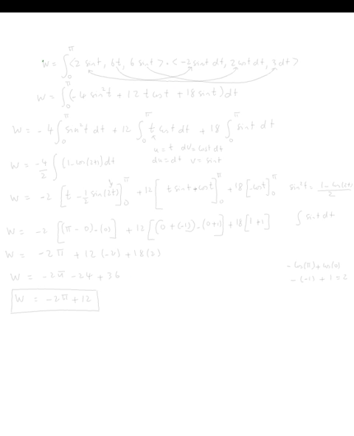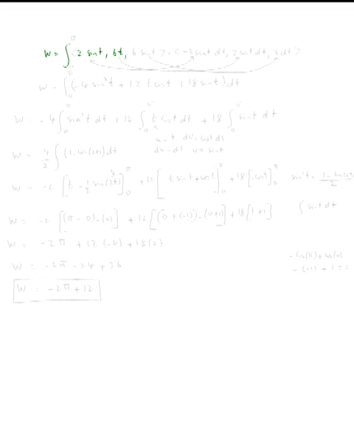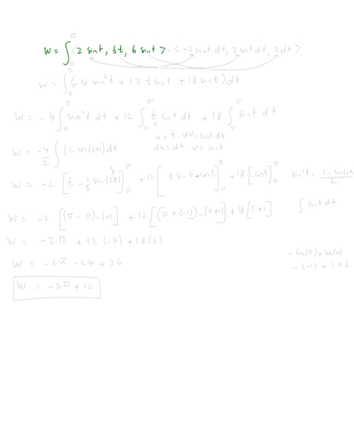The work is going to be equal to the integral of the vector 2 sine t, 6t, 6 sine t, dot the vector dr, which is minus 2 sine t dt, 2 cosine t dt, 3 dt. Alright, so let's do the dot product.